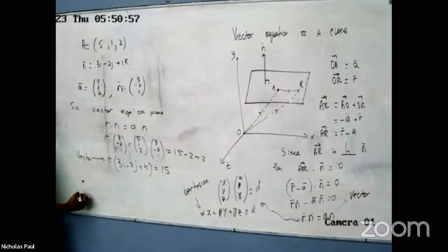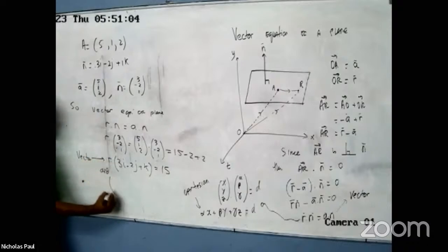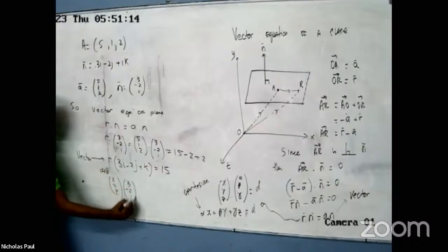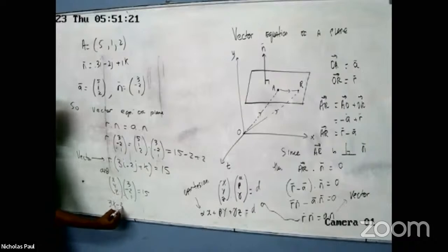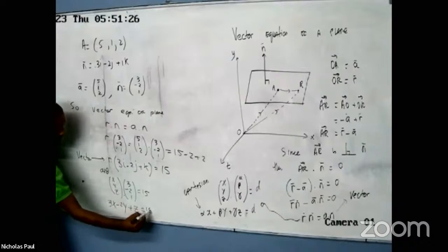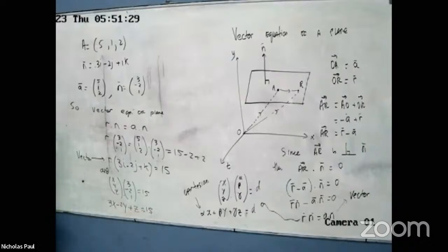Then you want to get a Cartesian. To get a Cartesian, you come back right here and you write x, y, z dot 3, minus 2, 1 is equal to 15. So you multiply this out, you will get 3x minus 2y plus z is 15. This here is your Cartesian.